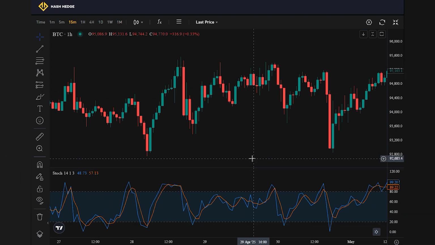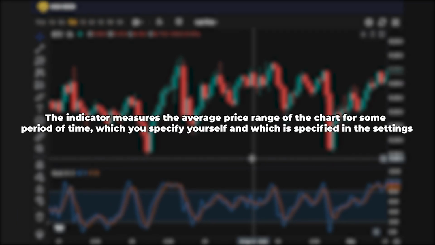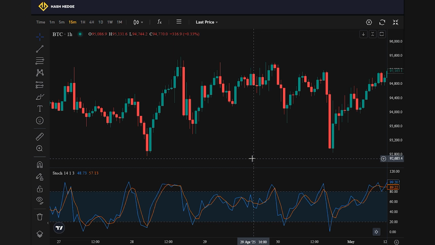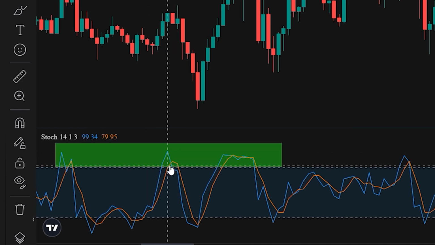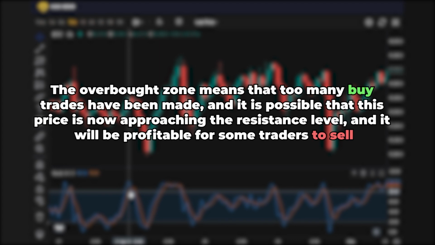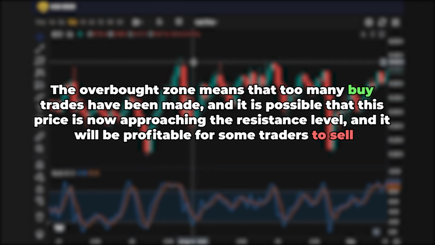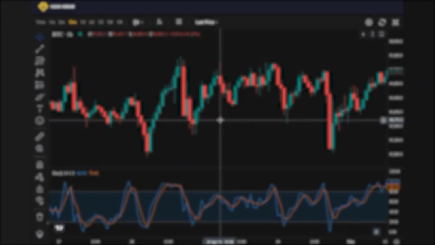What does that mean? The indicator measures the average price range of the chart for some period of time, which you specify yourself and which is specified in the settings. In this case, for 14 candles. And if at this moment the price is above the average for this period, it means that the asset is overbought, that there were too many buy trades, and quite possibly this price is now approaching the resistance level, approaching the levels from which some traders will find it profitable to sell.